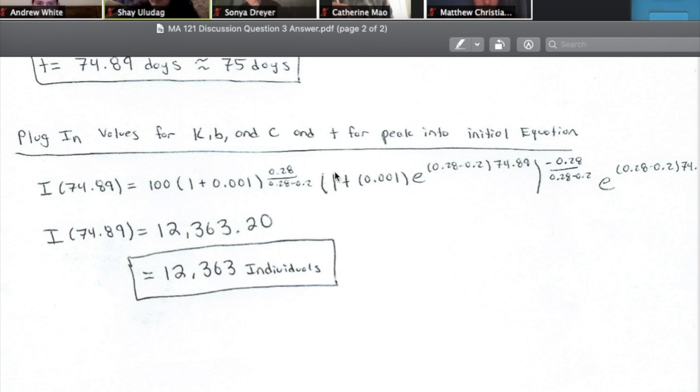After simplifying that down and doing all the calculations, we get that at day 74.89, which is at the peak, we have 12,363.20 infected individuals. But seeing that we cannot have 0.2 of an infected individual, we just round it to 12,363 infected individuals.